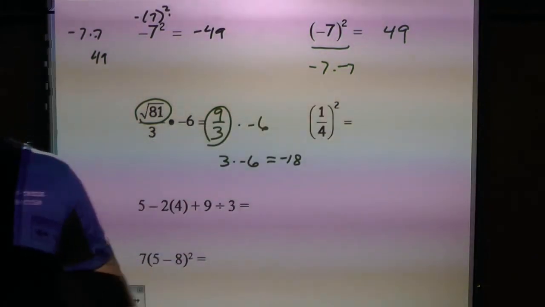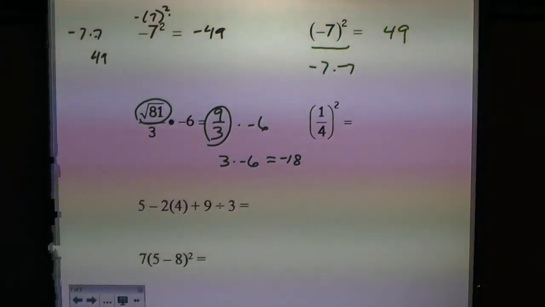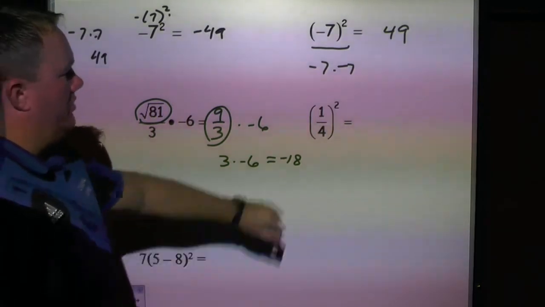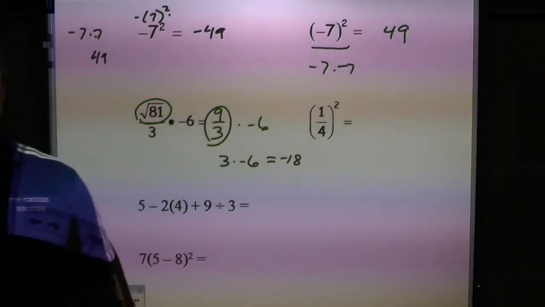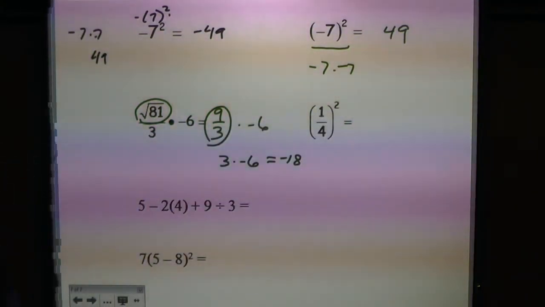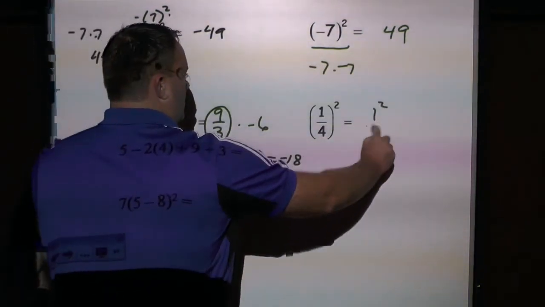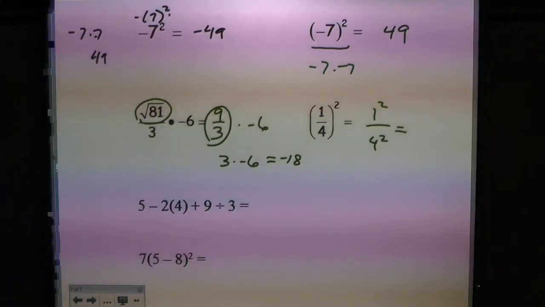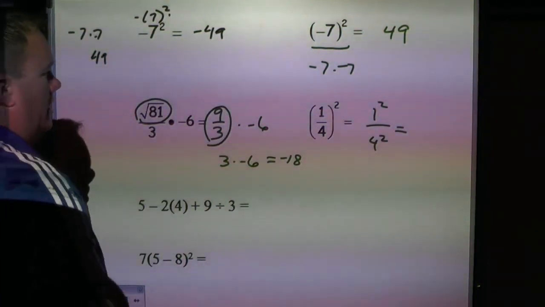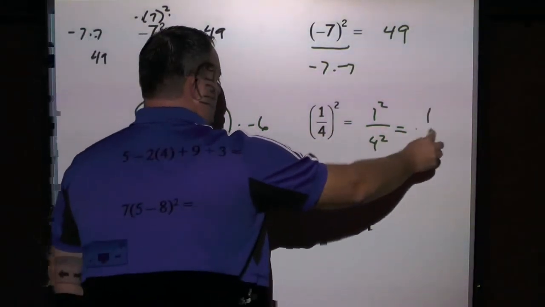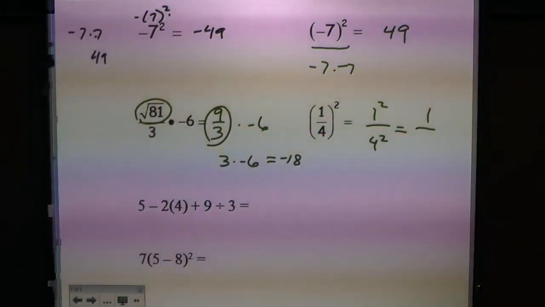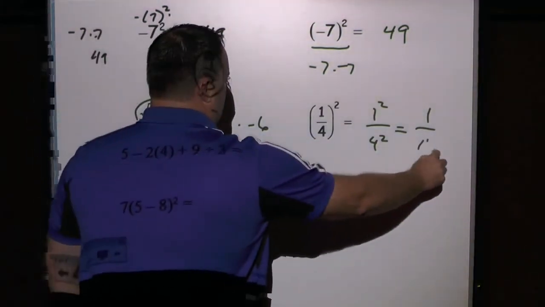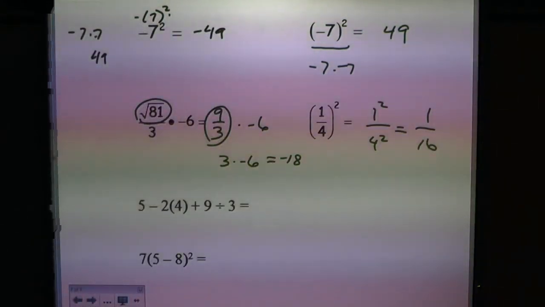All right. Next one. 1/4 squared. As you notice the parentheses, what that tells you is that you're going to square everything inside that set of parentheses. So you're going to square the 1. You're going to square the 4. We're not going to make this a decimal. You're going to leave it as a fraction. So 1 squared means 1 times 1, which is 1. 4 squared means 4 times 4, which is 16. So you end up with 1/16.